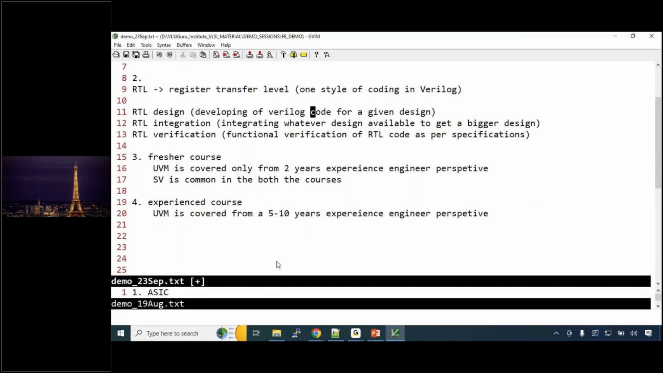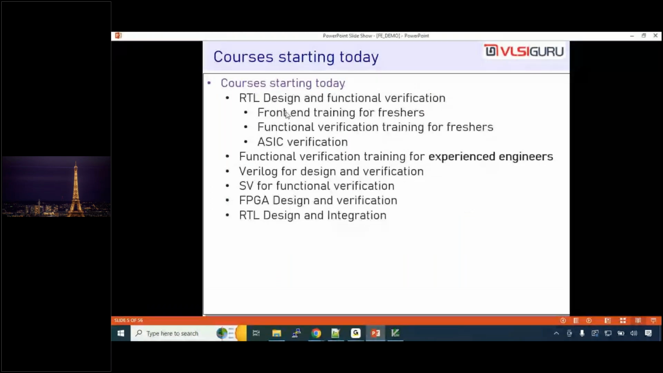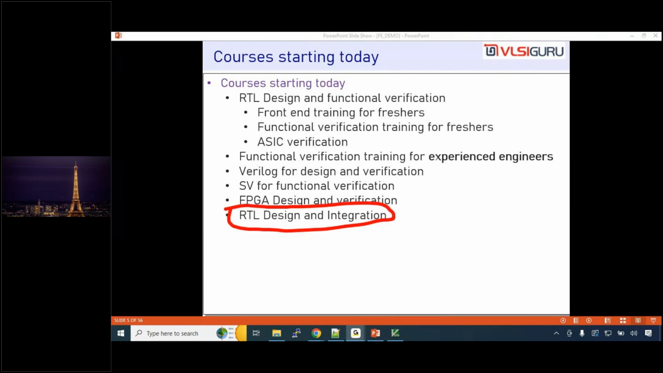Now, talking about RTL flow, RTL design, RTL integration, RTL verification. So there are two courses here. One is called RTL design and verification. One is the RTL design and integration. Someone who wants to get into a design role generally enrolls for this course. Someone who wants to get into a functional verification role will enroll for this course.